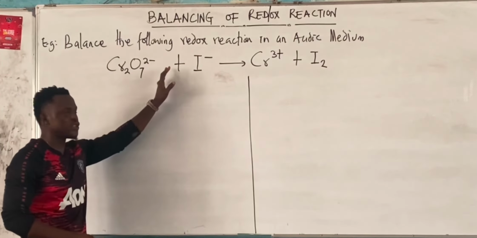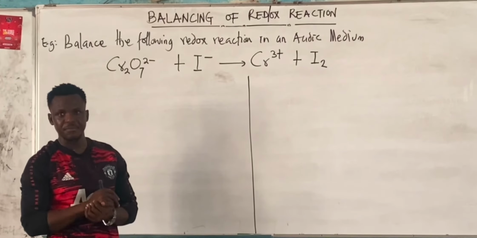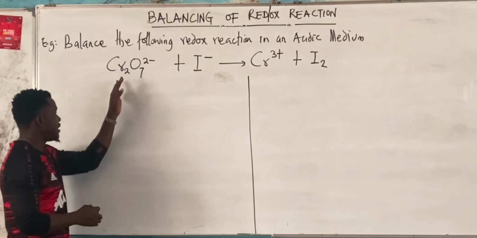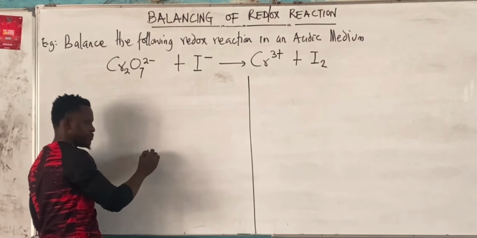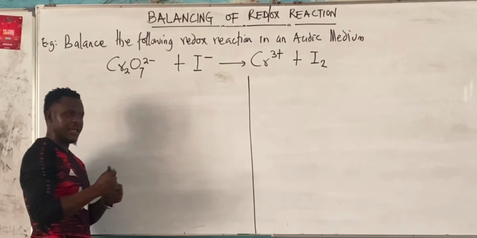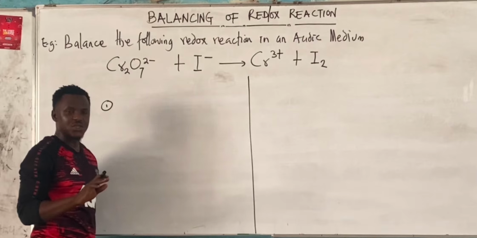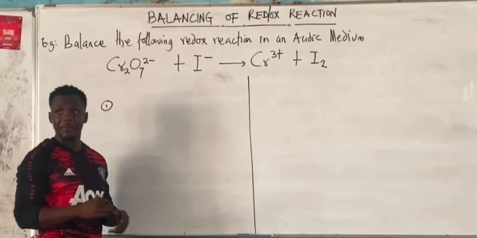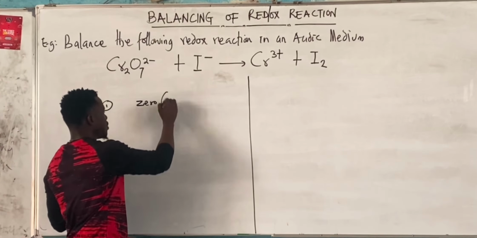Now, for us to be able to split this into two half cells, we must understand the concept of oxidation number, right? So in this case, oxygen is always having -2. Let me give a few rules for oxidation numbers that will help us here. Number 1 is that the oxidation number of any element that is uncombined is always equal to 0. Uncombined means you see something like this.